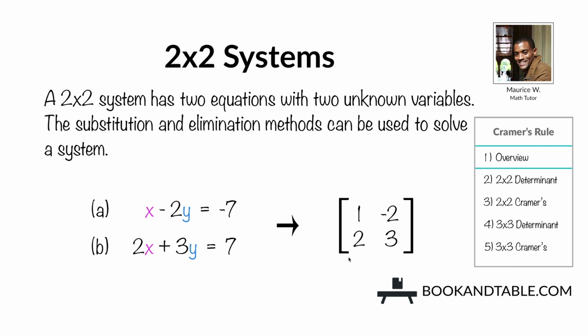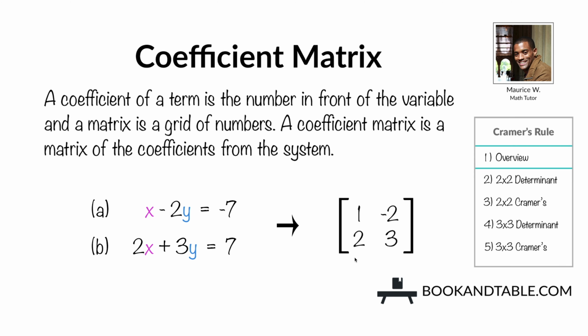In order to do so, we must first review what a matrix is, specifically a coefficient matrix. A coefficient of a term is the number in front of the variable, and a matrix is a grid of numbers. A coefficient matrix is a matrix of the coefficients from the system. So here, our coefficients in this equation are 1 and negative 2. So in this matrix, row 1, we have positive 1 and negative 2. The coefficients in our second equation are positive 2 in front of our x and positive 3 in front of our y. So those go in our coefficient matrix in the second row.